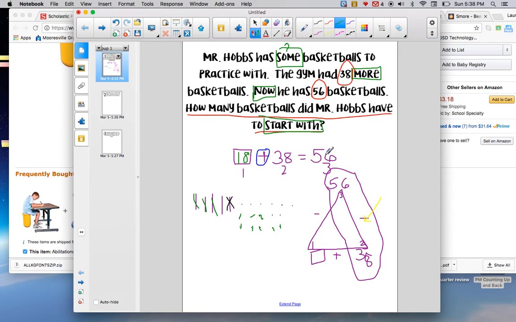So 18 plus 38 equals 56. And I can already see by knowing my number sense that smaller number plus smaller number equals bigger number. And that is how it should be in an addition problem.